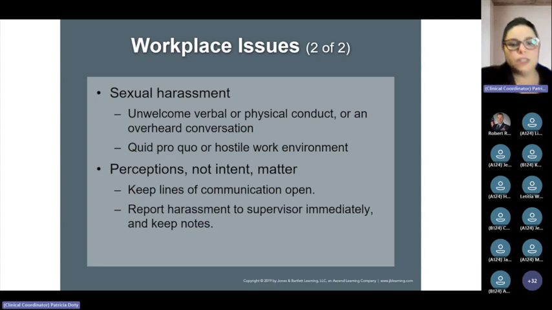Sexual harassment. Obviously, that's not cool. Don't do it. Unwelcome verbal or physical contact, conduct of an overheard conversation, bad sex jokes. Don't do this.